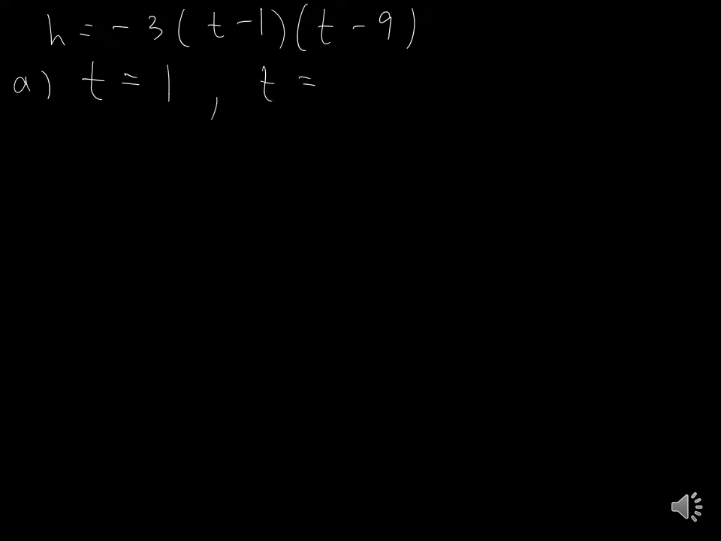And the other one, what makes the second bracket 0? So what minus 9 is 0? That's 9. 9 minus 9 is 0. So there's our two zeros.